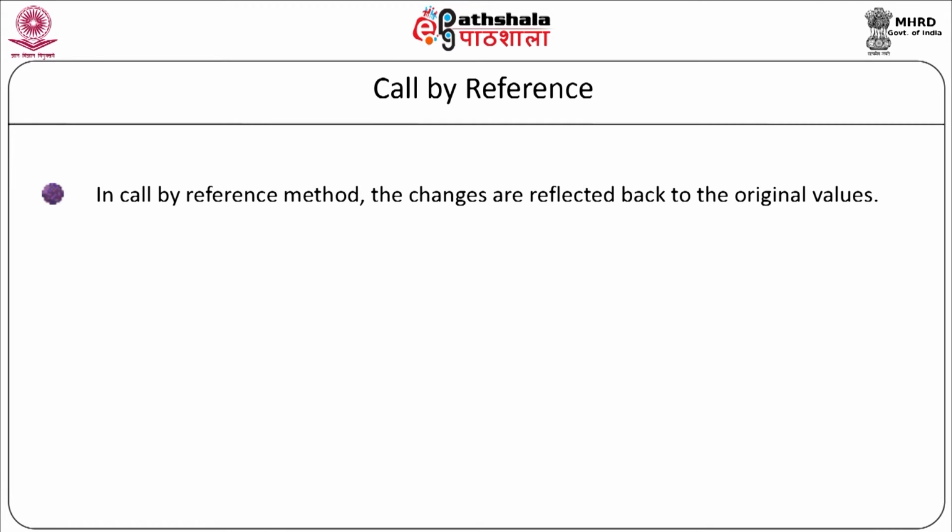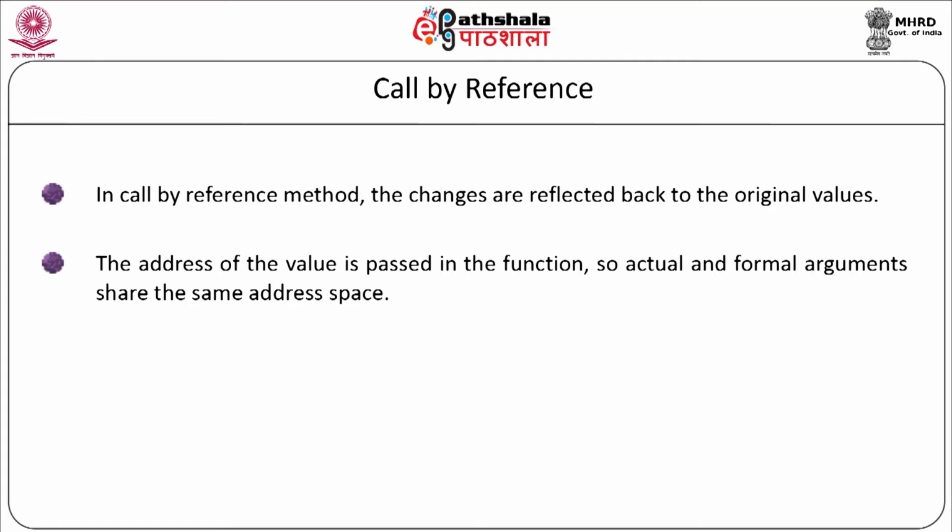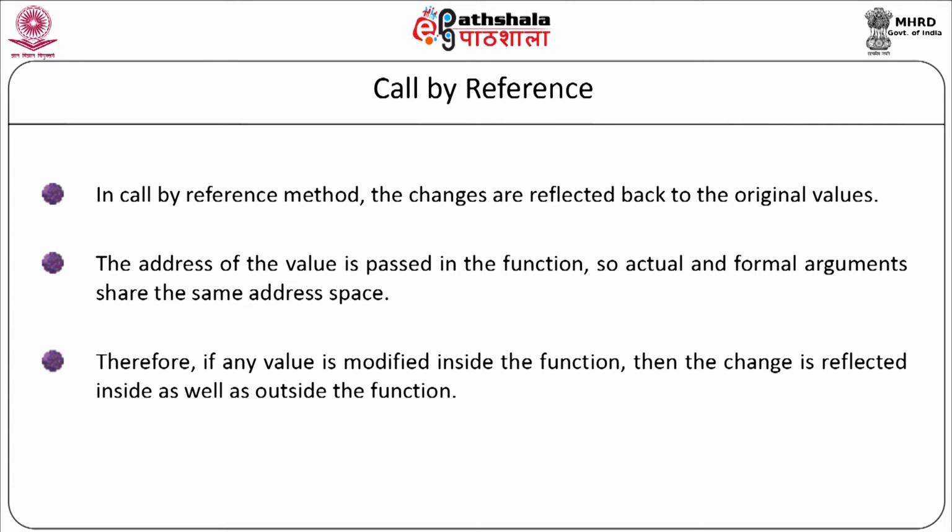In call by reference method, the changes are reflected back to the original values. The address of the value is passed in the function, so actual and formal arguments share the same address space. Therefore, if any value is modified inside the function, then the change is reflected inside as well as outside the function, and this is the main advantage of call by reference over call by value.